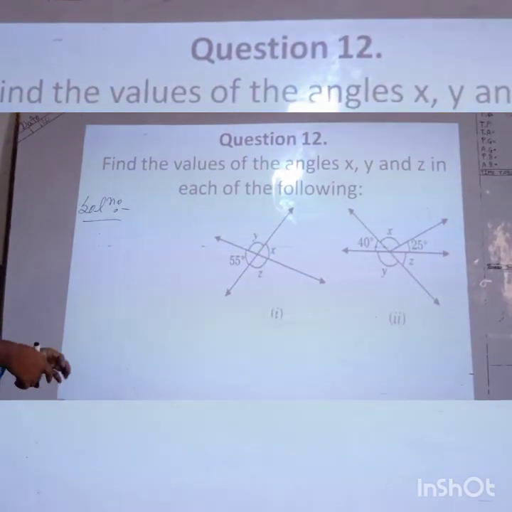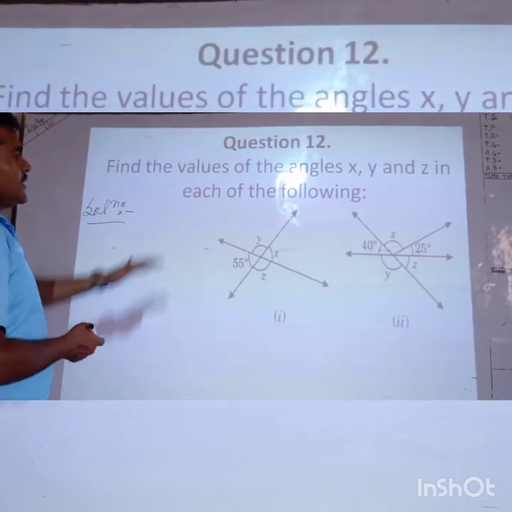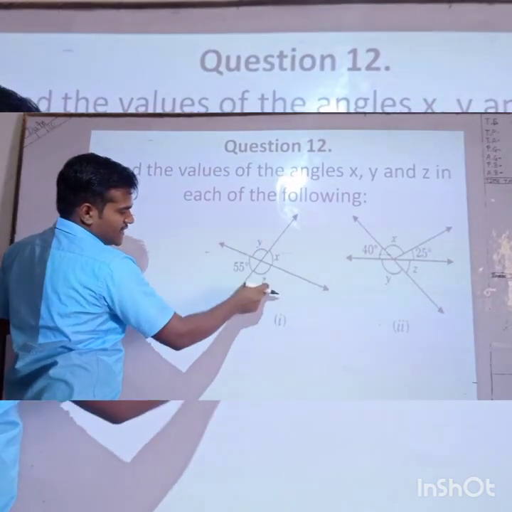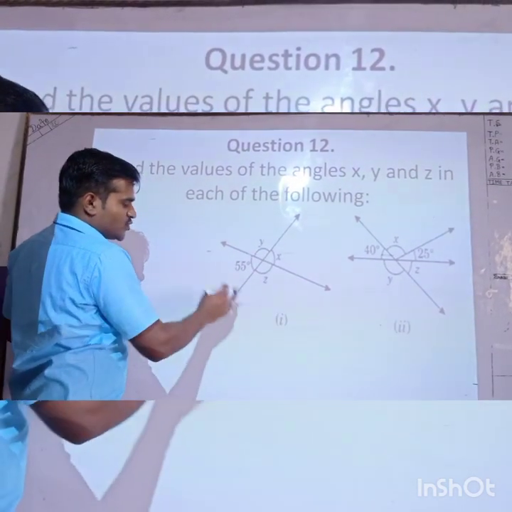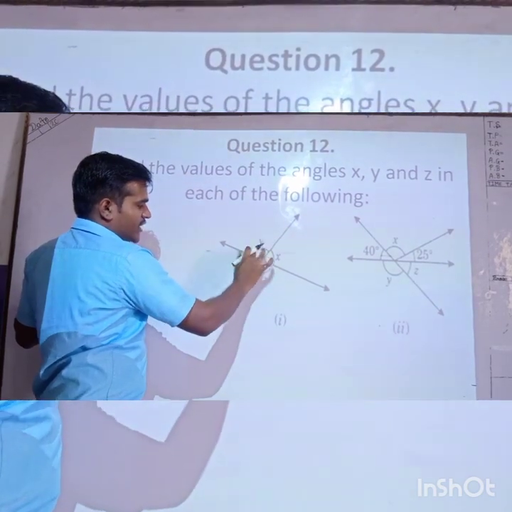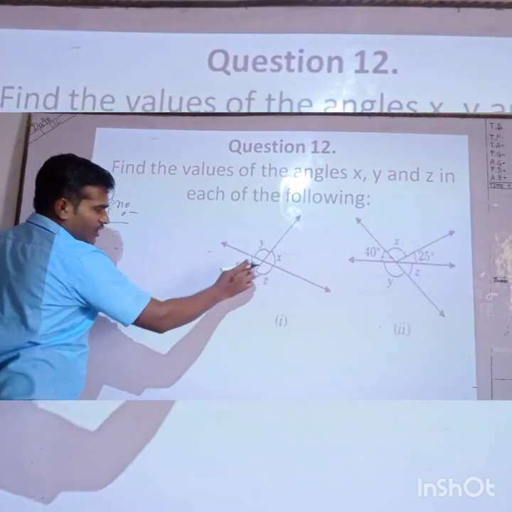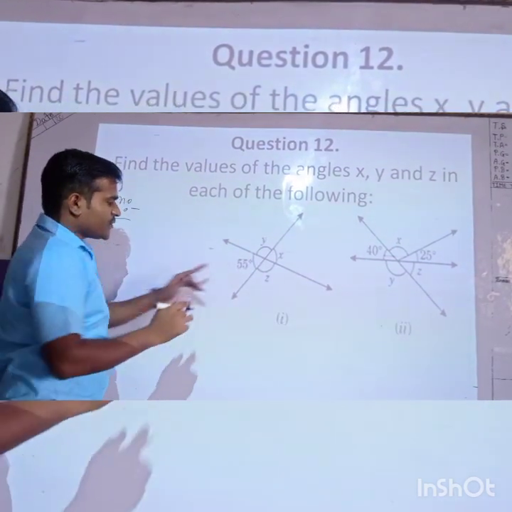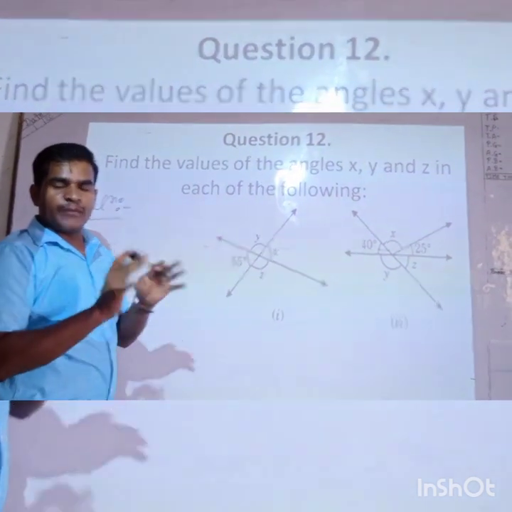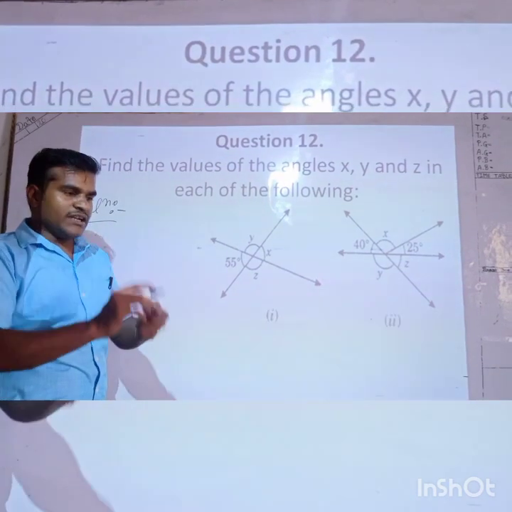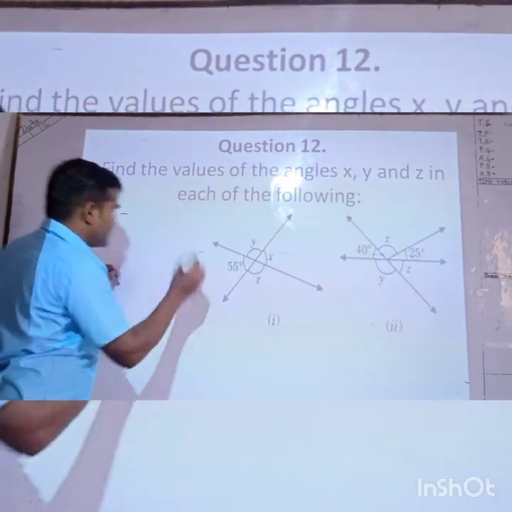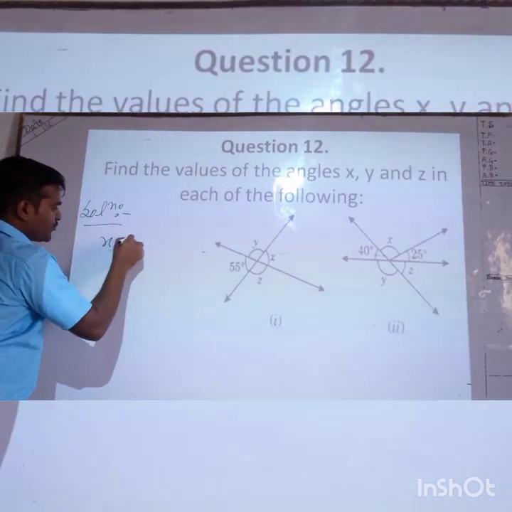Given that, find the value of x, y, z in each of the following figures. In the first figure, x, y, z are given, and this is 55 degree. So we have to find the value of x, y and z. Children, angle x is vertically opposite to the 55 degree angle. As we know, vertically opposite angles are equal, so x is equal to 55 degree.